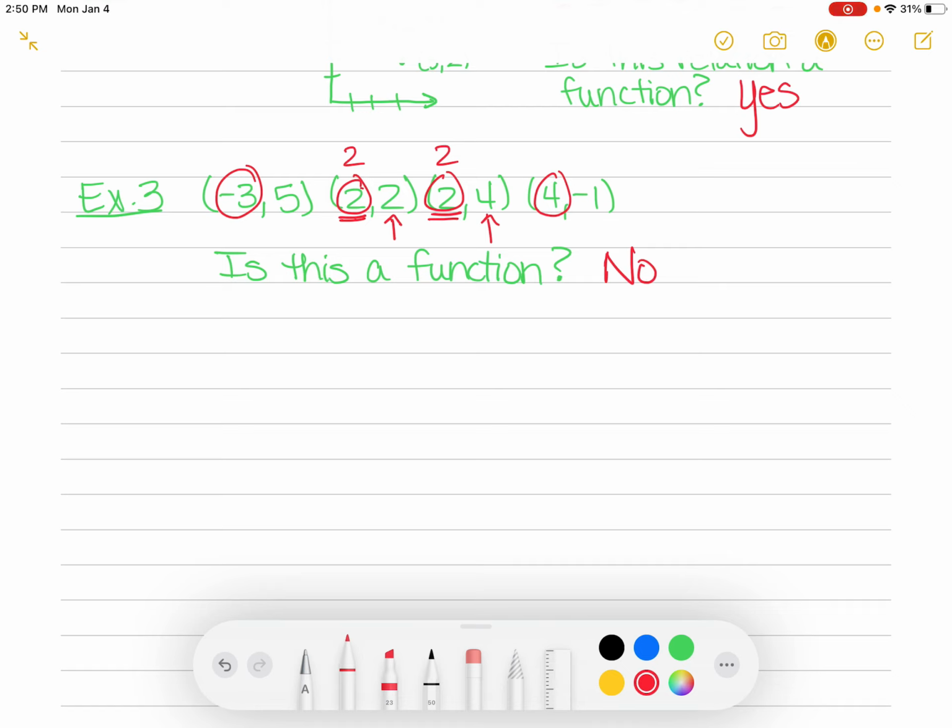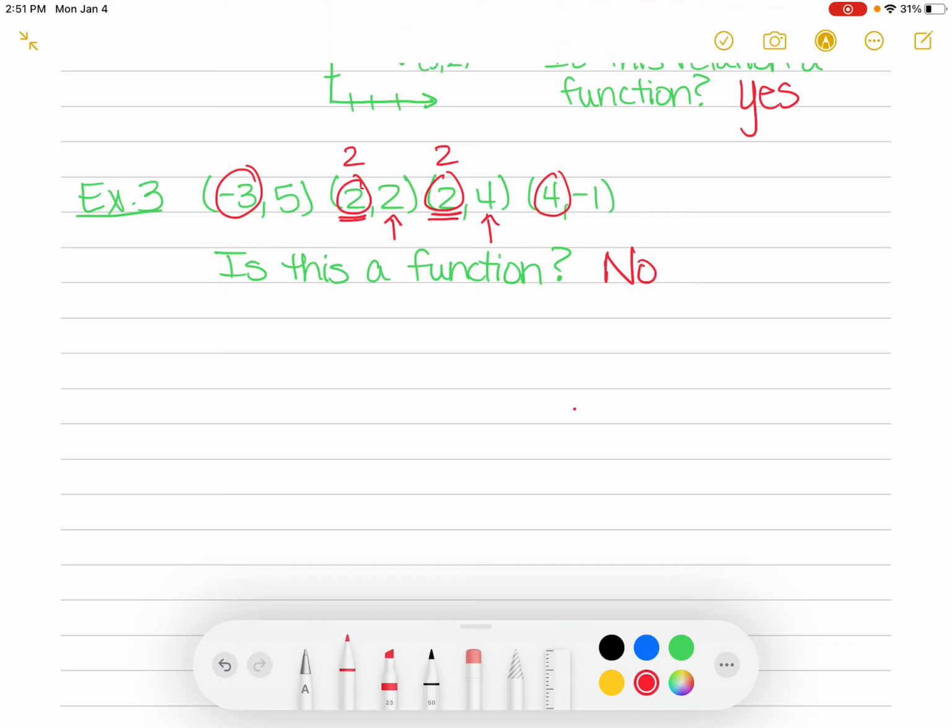Okay, and so when you're looking at it with ordered pairs, you're looking to see if the x is more than once. Okay, it doesn't matter if the y is more than once, but you can't have the x more than once, because then that x is paired with more than one y.